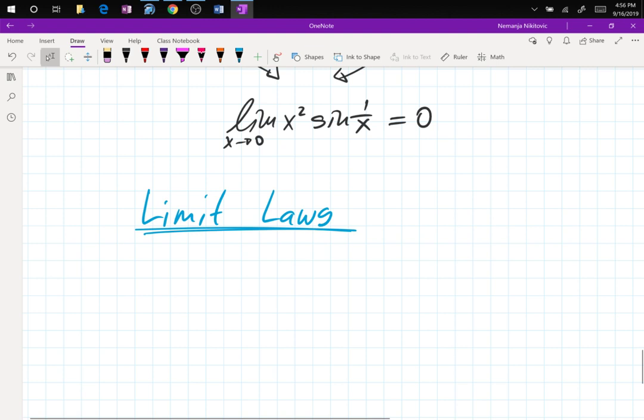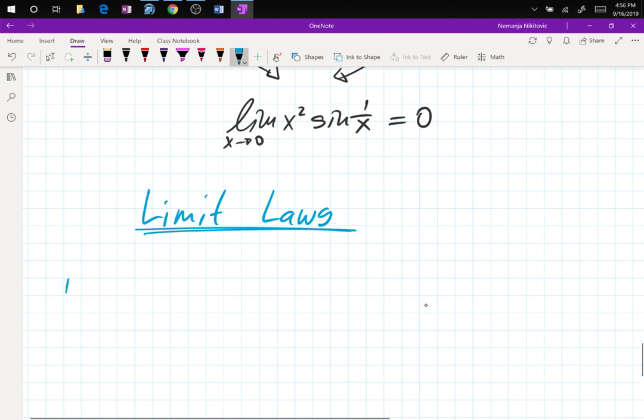These limit laws might show up on a first exam, might show up on a final in Calc 1, but you will see these a lot in Calc 2. So you need to know this stuff. And it's good to learn it now rather than to learn Calc 1 material when you're taking Calc 2.